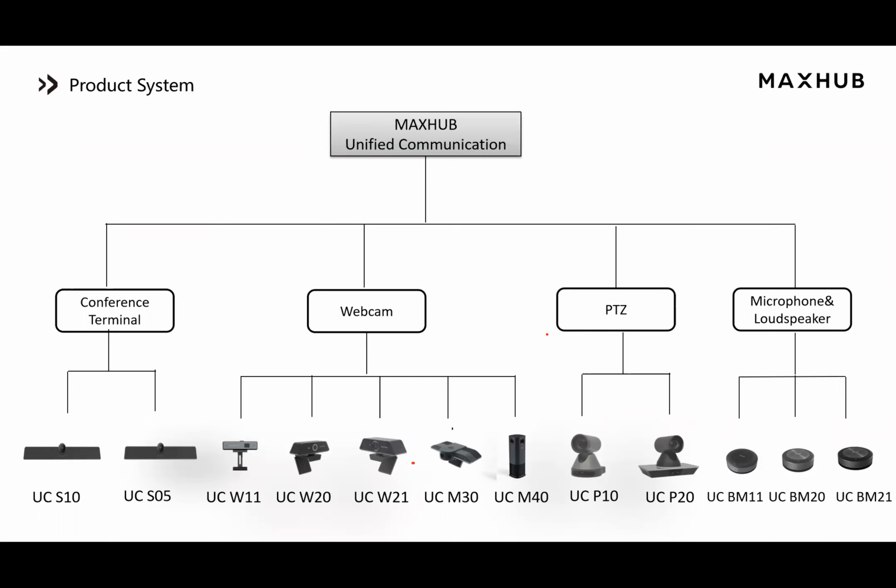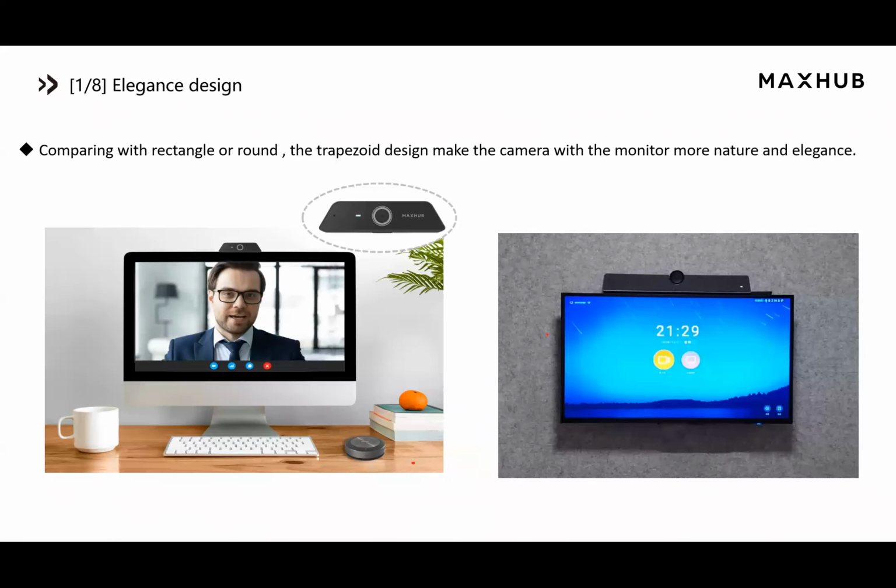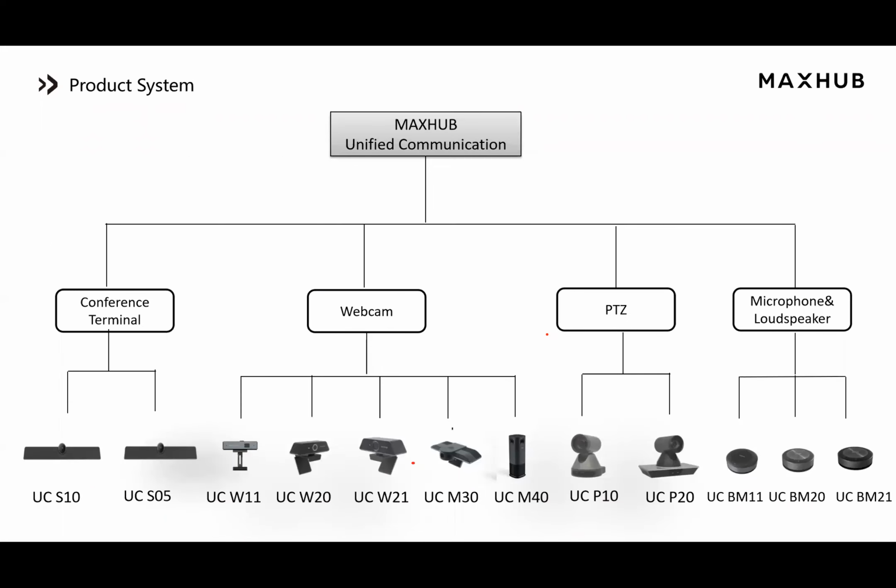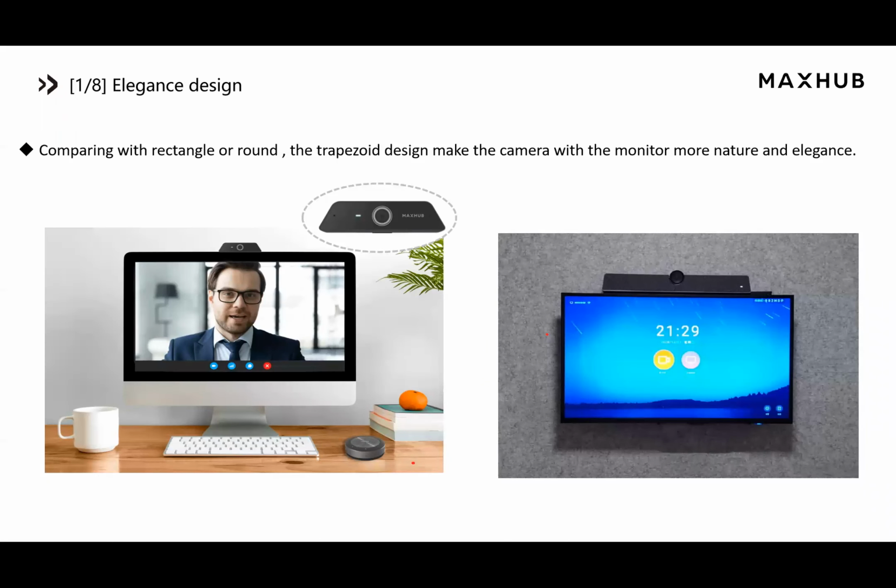And in each main part, there is a small difference for each device, which can help you recommend the correct one to match more situations and more requirements of the customer. First, let's see the design of the UCS10, UCS05, W20, 21, and 30, and even the P20. We can see the design is not rectangle, it's not round, but we chose the trapezoid design.